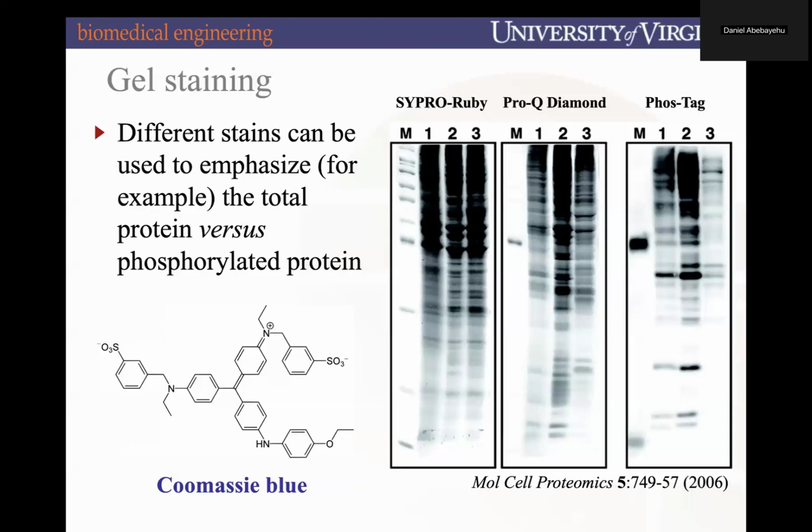Pro-Q Diamond and Phos-tag specifically measure phosphorylated proteins. And so you'd be able to see within your given sample how much phosphorylated protein is there. And so the take-home message here is that there are ways to stain a native gel that give you information about either total protein or some subsection of proteins like phosphorylated proteins.